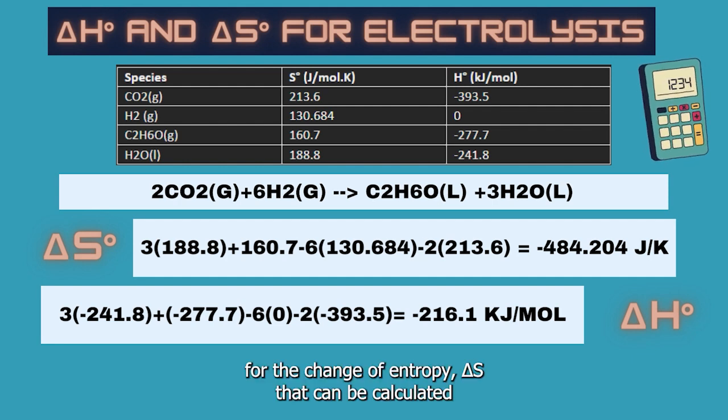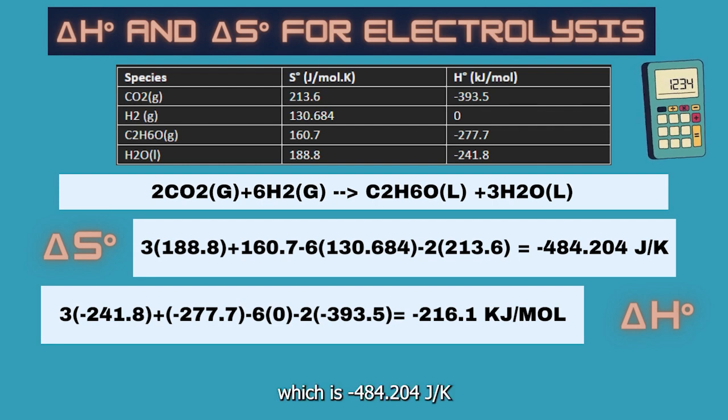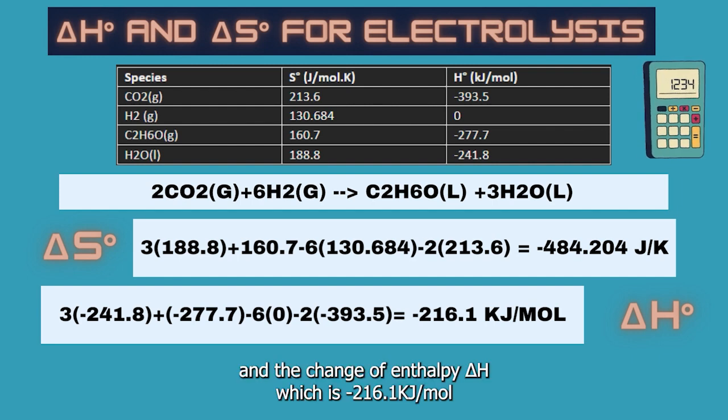For the change of entropy, delta S, that can be calculated, which is negative 484.204 joule per Kelvin, and the change of enthalpy, delta H, is negative 216.1 kilojoule per mole.